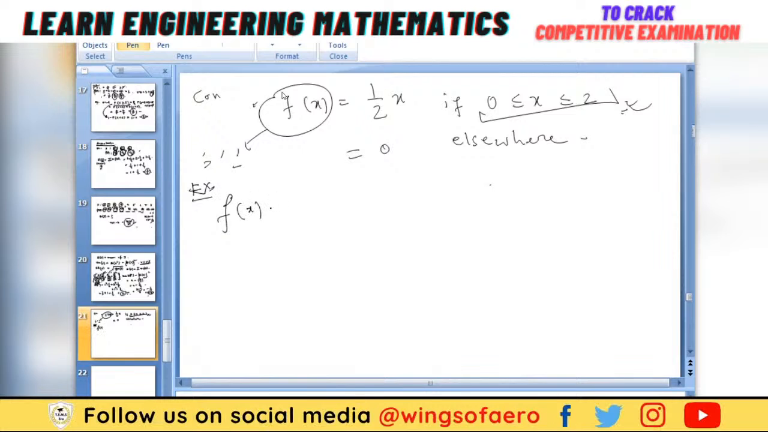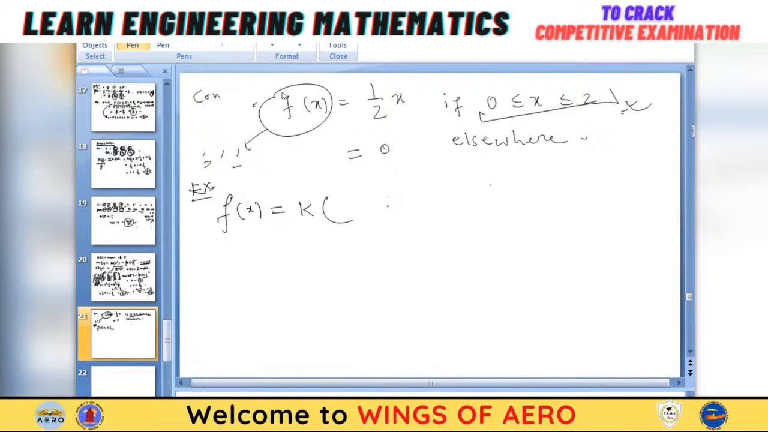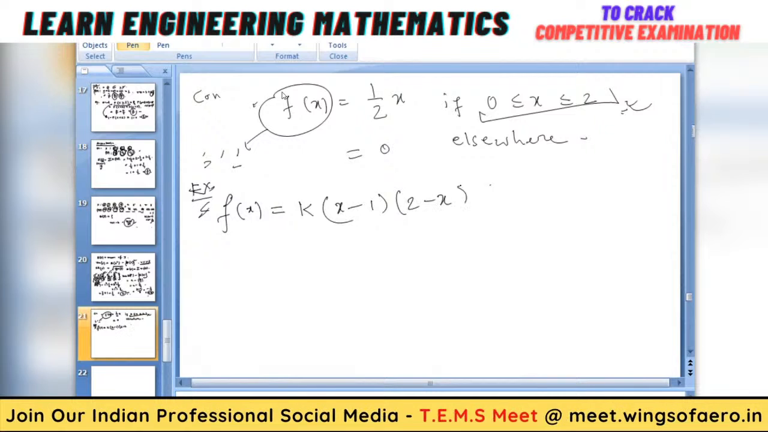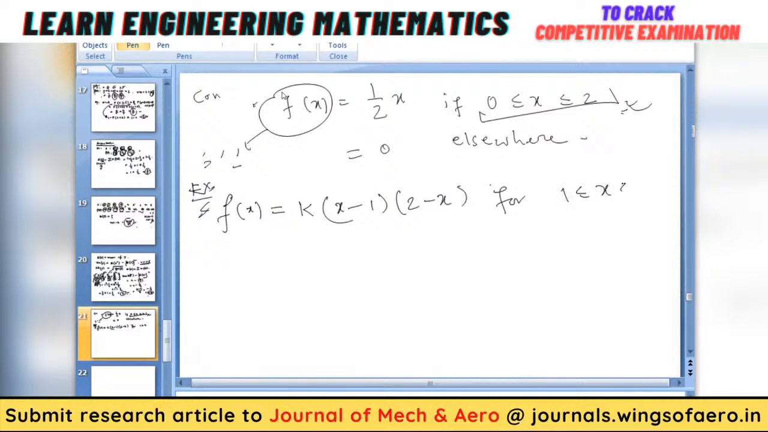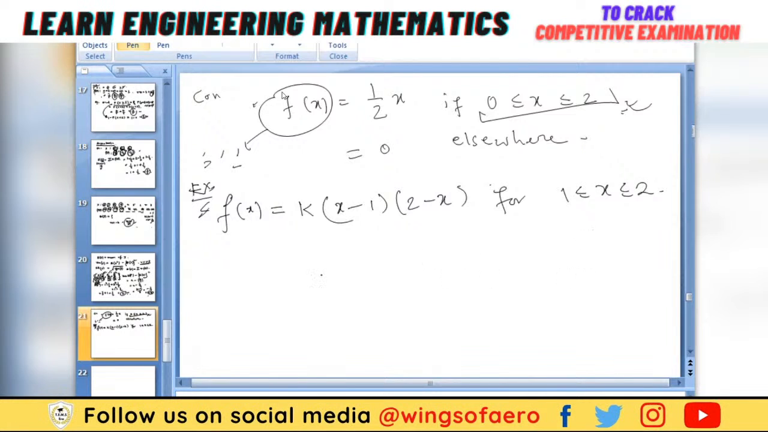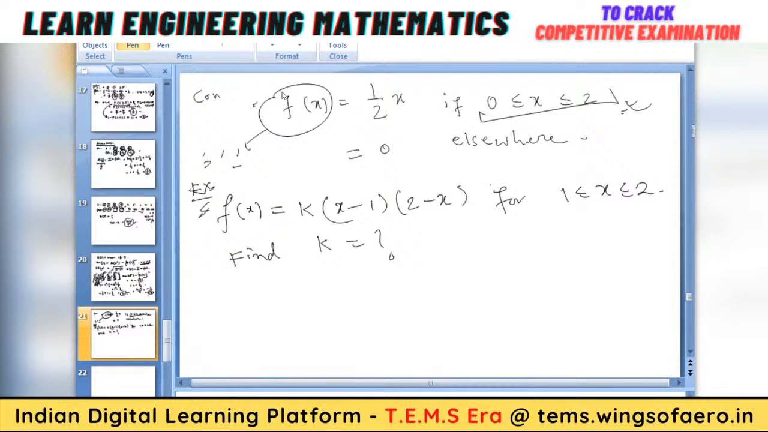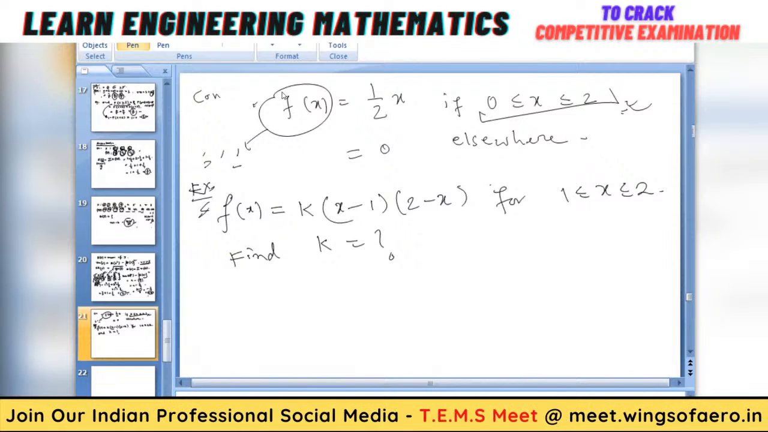A very important problem. I have seen exactly these kinds of questions many times, so practice these questions very well. f(x) equal to k into (2 minus x), for 1 less than or equal to x less than or equal to 2. Find k. Remember, instead of summation, we will use the integration sign here.